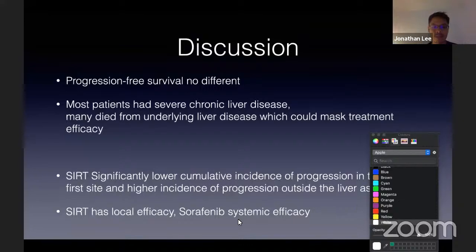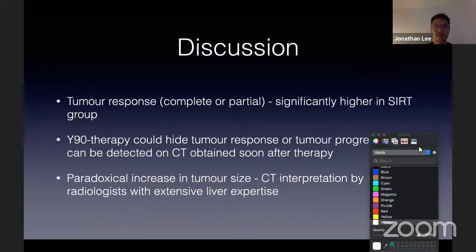And we're basically saying the same at the bottom there. In terms of tumor response, it was significantly higher in the SIRT group. And it is possible that the radiotherapy particles could be hiding tumor response or even tumor progression. But they felt the CT was robust enough to use a CT close to the radiotherapy treatment to be able to detect that. But they did mention that there was potential for paradoxical increase in tumor size, which could be misinterpreted as progression rather than tumor response. But they were comfortable. They had radiologists with sufficient expertise, particularly within the liver itself.